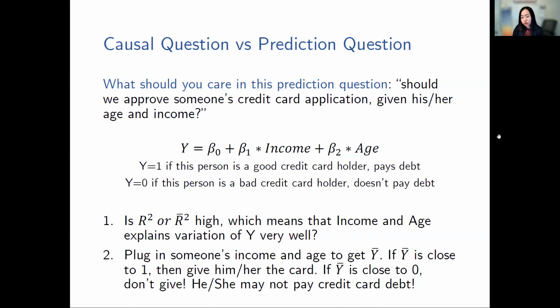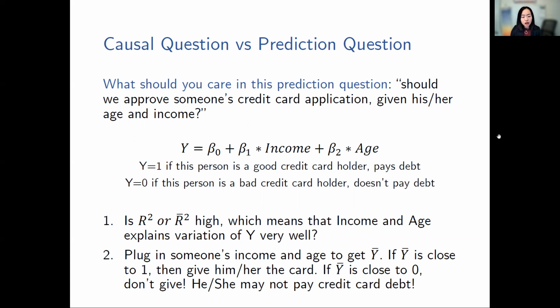Now the next step you would do is a new person comes in. A new person provided his or her income and age. Of course, you won't know if this person will pay or not, because it's a new person. It's not your client yet, so there's no way you can tell if this person will be paying or not. But you can predict it using the regression we just ran, using the data we ran. So you plug in this new person's income and age, you get the chance, you get a predicted y.